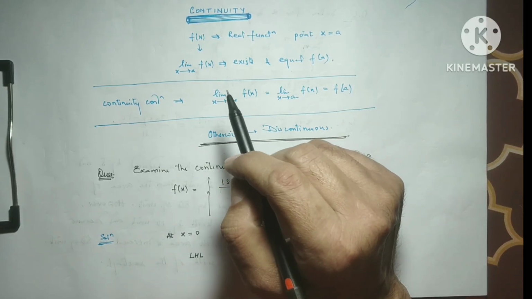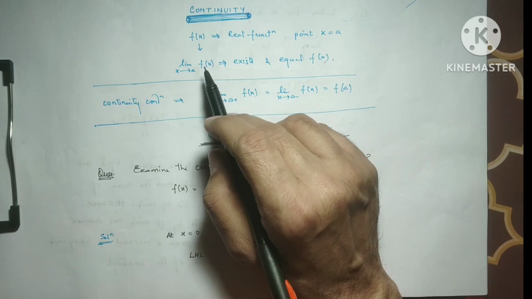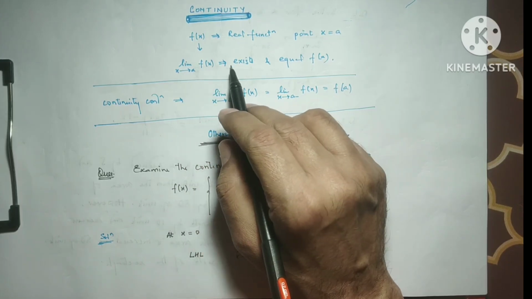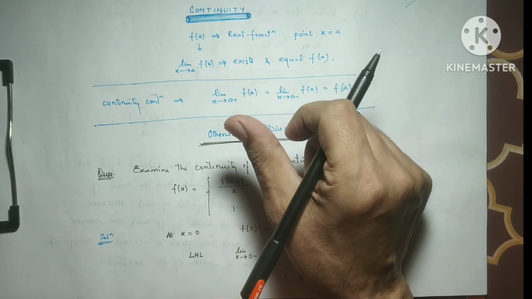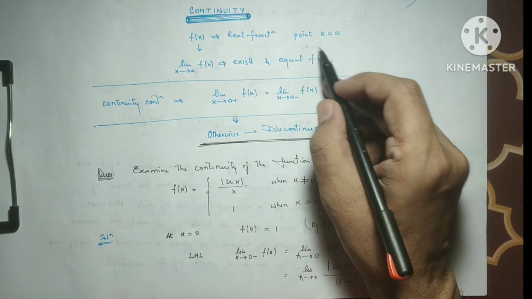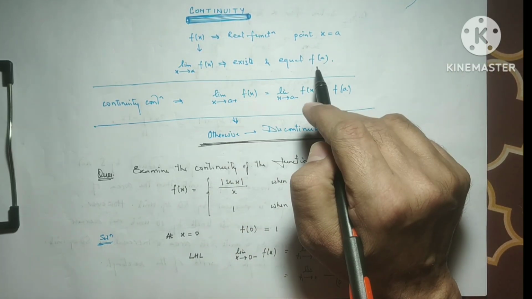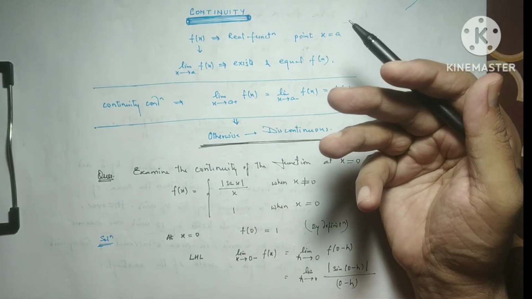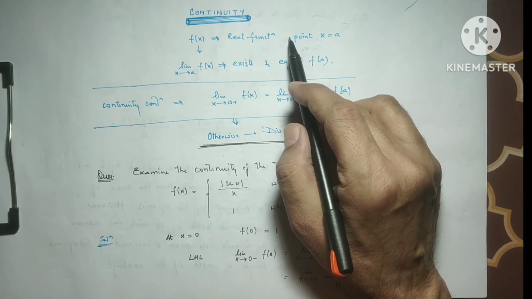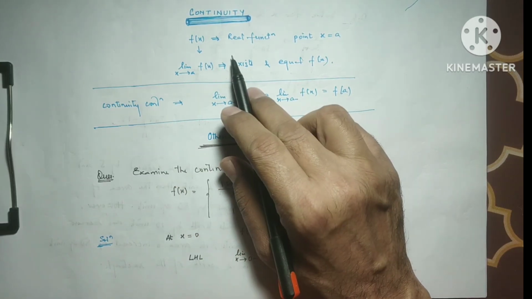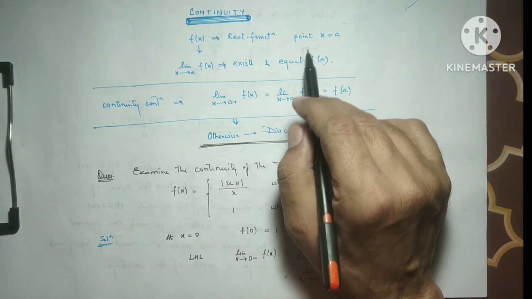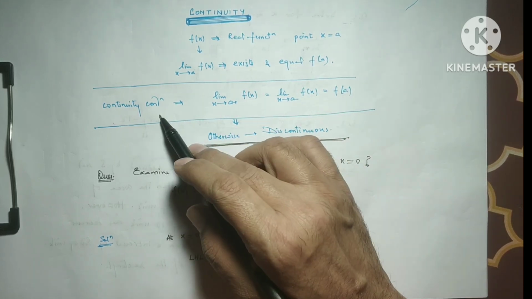And one more thing, the limit of this function at point a, means limit x tends to a of this function, has a definite value, means it exists, and is equal to f(a). So the answer should be f(a). So we have three parameters. It's a real function with a well defined definition, the limit exists, and the value of that limit should be f(a). If all three conditions are satisfied, then we will discuss the continuity.